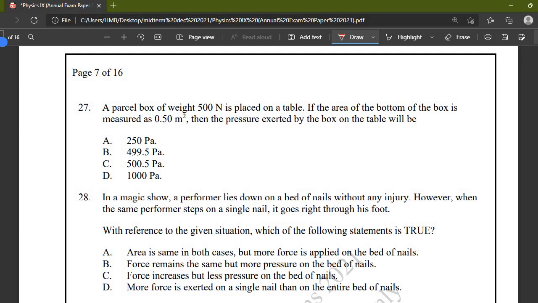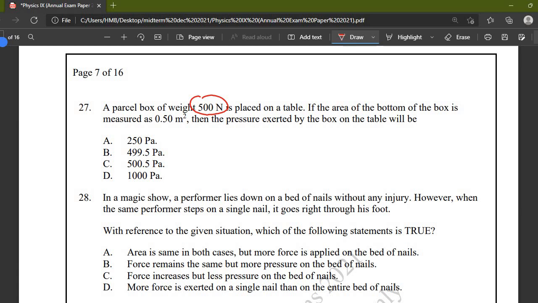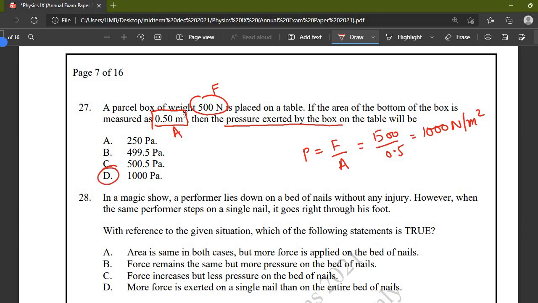Let's see question number 27. A parcel box weighing 500 newton is placed on the table. If the area of the bottom of the box is 0.5 meter square, we have to find the pressure exerted by the box on the table. So we know that pressure equals force over area. This is the force in newton, this is area in square meter. So 500 over 0.5 will be equal to 1000 newtons per meter square or pascals. So option D is the right answer.